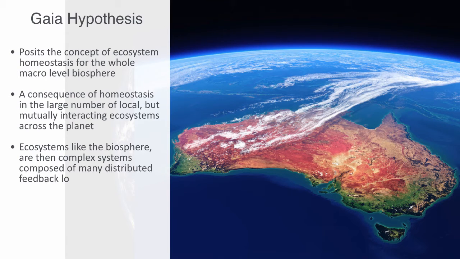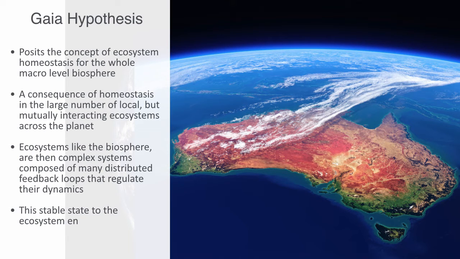Ecosystems, like the biosphere, are then complex systems composed of many distributed feedback loops that regulate their dynamics. As scientists discover more about Earth, vast numbers of positive and negative feedback loops are being discovered on an ongoing basis that, together, maintain a metastable condition, sometimes with a very broad range of environmental conditions. But this stable state to the ecosystem enables a gradual and prolonged incremental pattern of development.